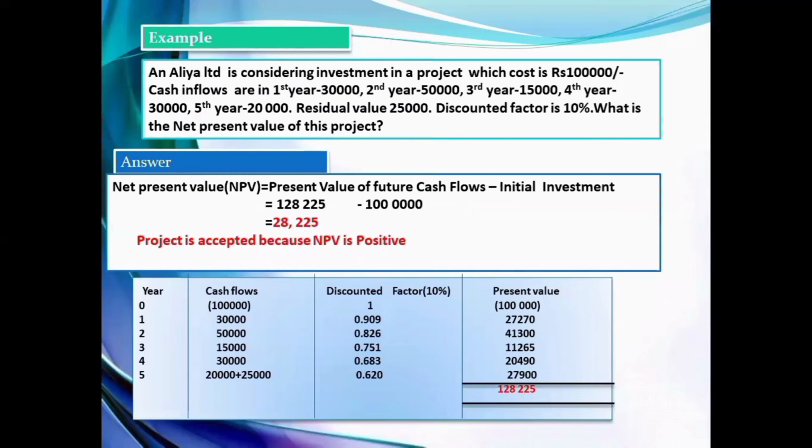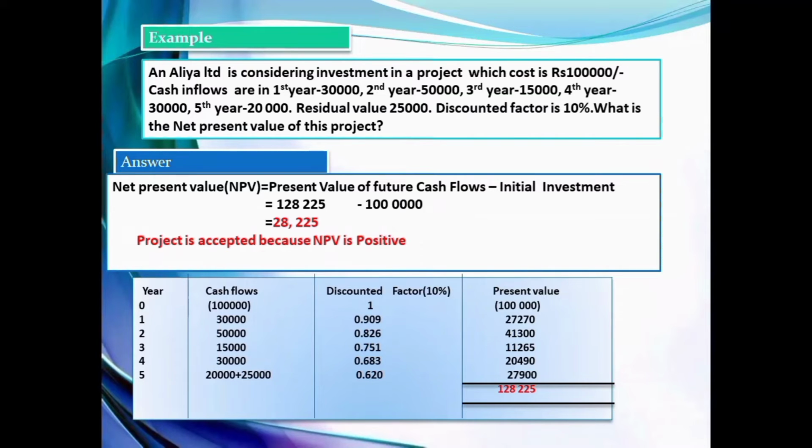Okay, let's move to this example to calculate NPV. An earlier limited is considering investment in a project which costs 1 lakh. Cash inflows are in the first year 30,000, second year 50,000, third year 15,000, fourth year 30,000, and fifth year 20,000. Residual value is 25,000. Discounted factor is 10%. What is the net present value of this project?